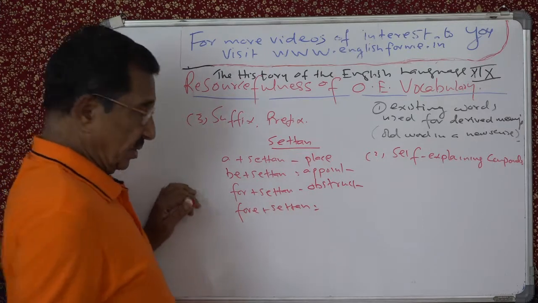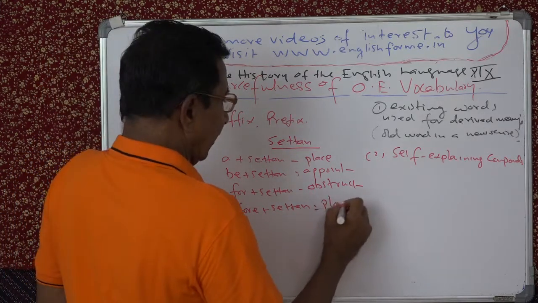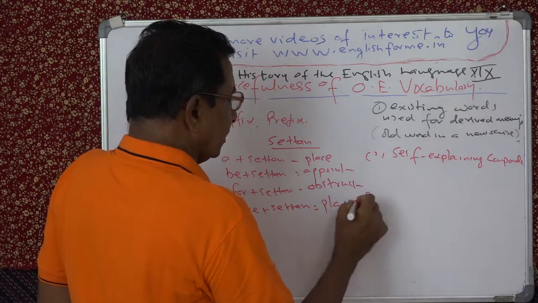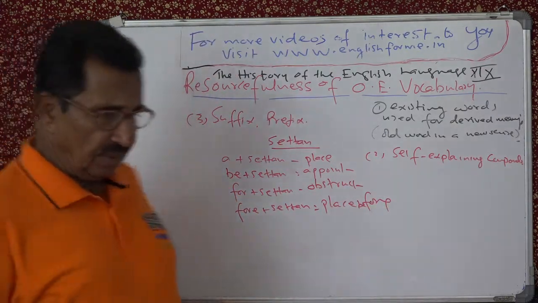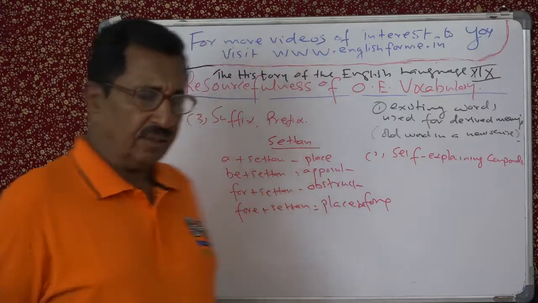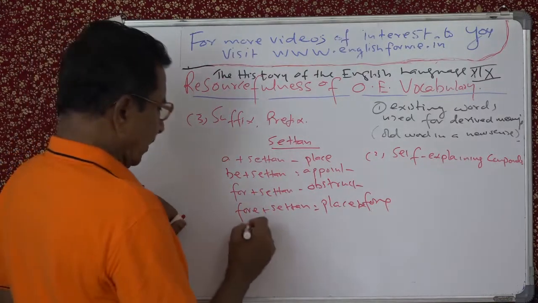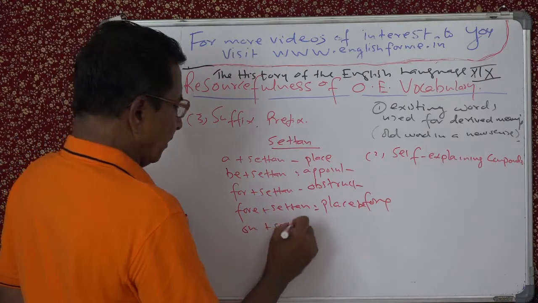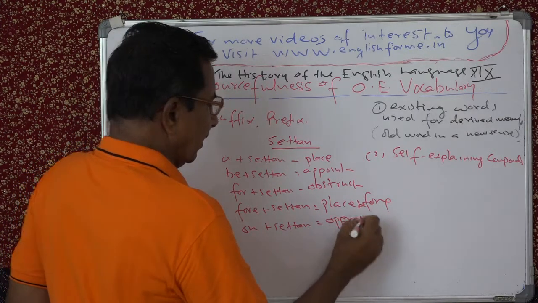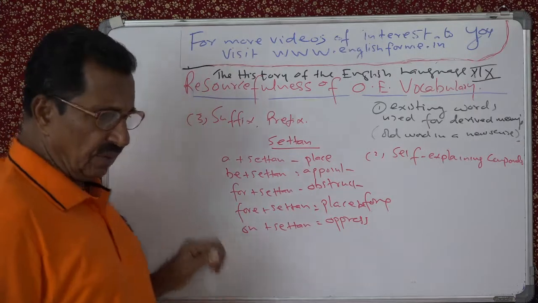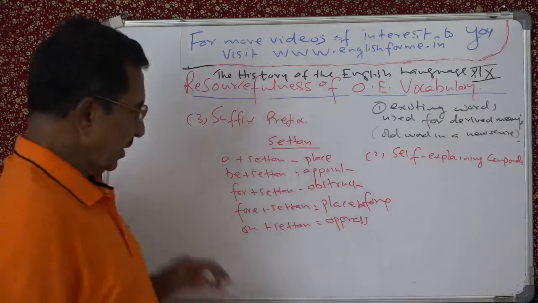Place before. Sorry, that means place before, because you know this fore, F-O-R-E, fore. Fore has the meaning of on Satan. On Satan, another one, on plus Satan. That means to oppress. See? On Satan, oppress. Then we have unsatan.